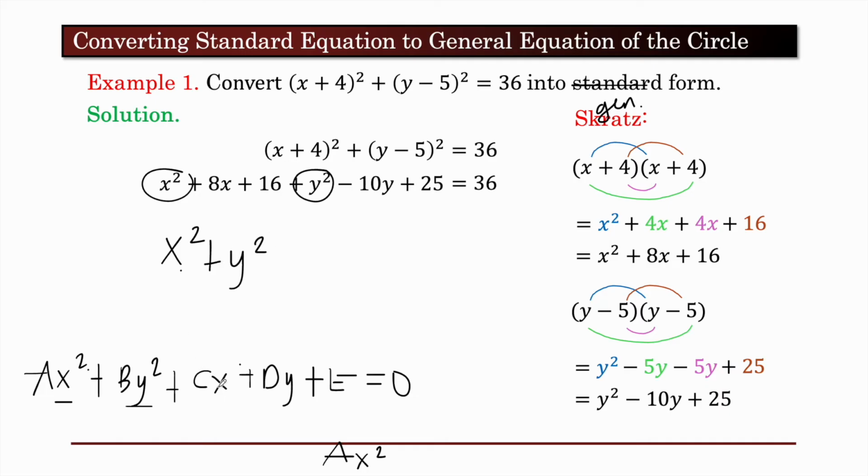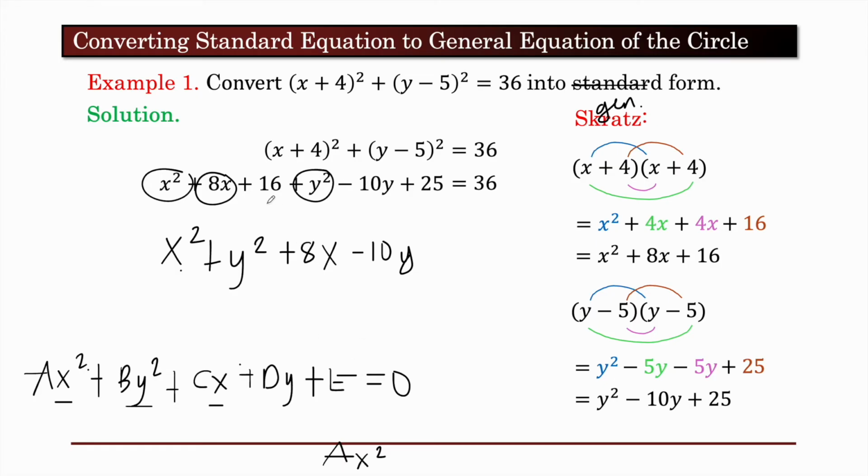Okay, and then next is the x term together with c. So the x term is this one, 8x. Okay, so plus 8x. The next term is dy. The dy is represented by negative 10y. And then e, this is the constant term.